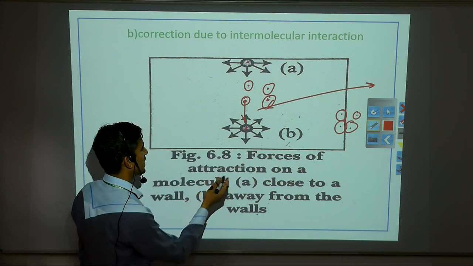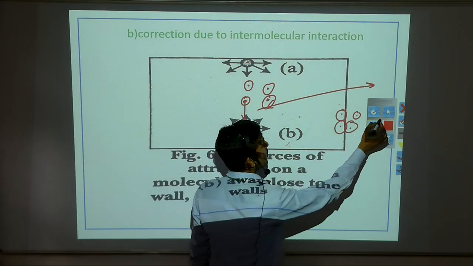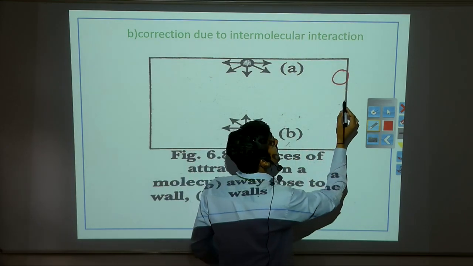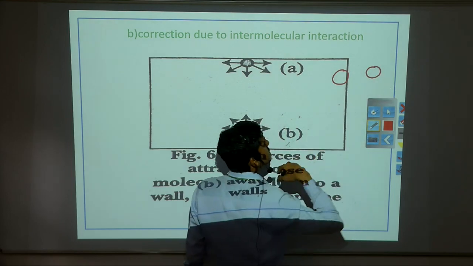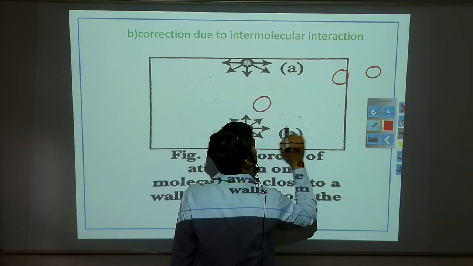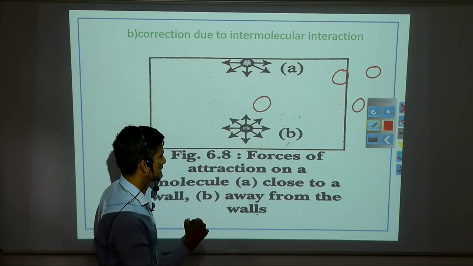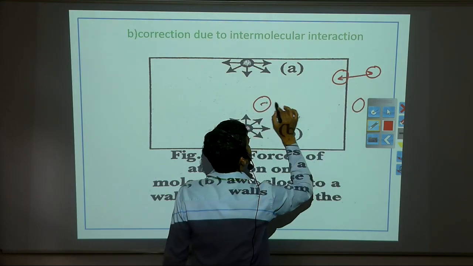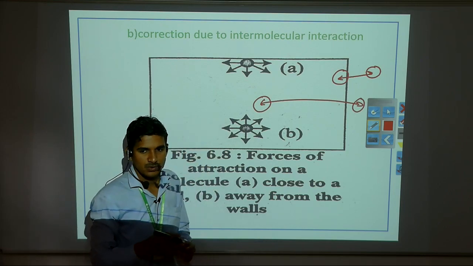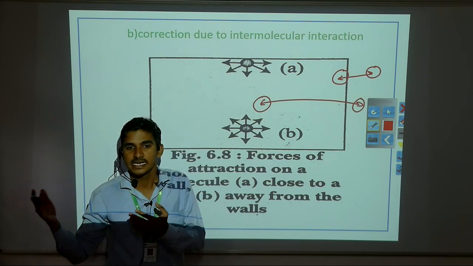Next, consider the force of attraction on a molecule close to the wall and away from the wall. When the molecule is close to the wall, the interaction with outside molecules is strong, which means the force of attraction is strong. When the molecule is away from the wall, the force of attraction from the outside is weak. Correct? We take an example: when we stand near the window, the intermolecular interaction or forces outside are strong.